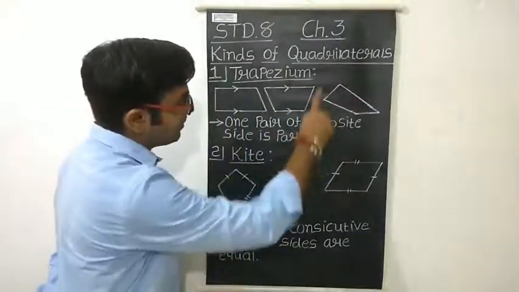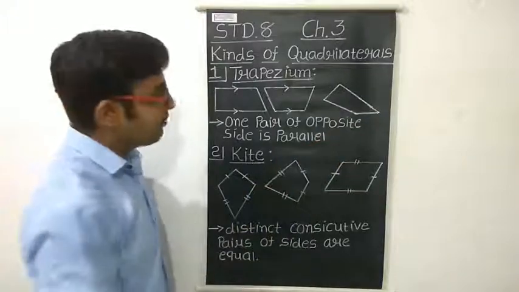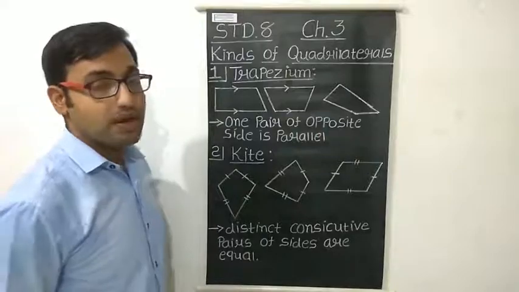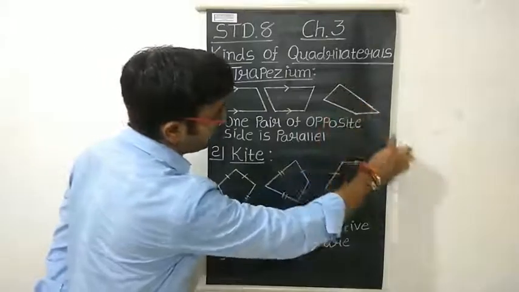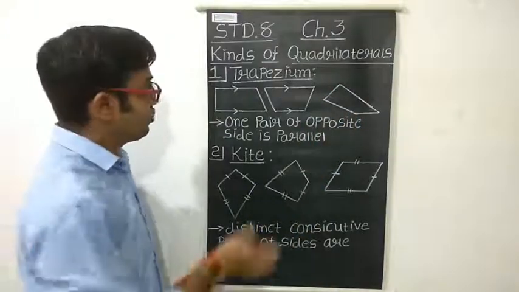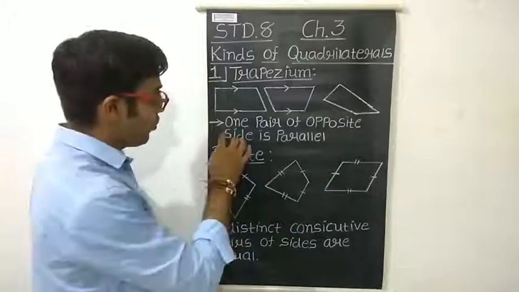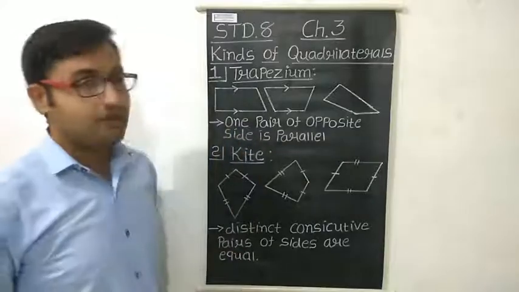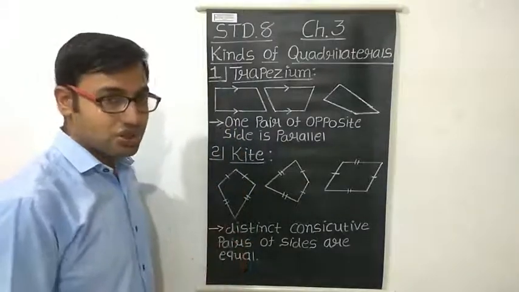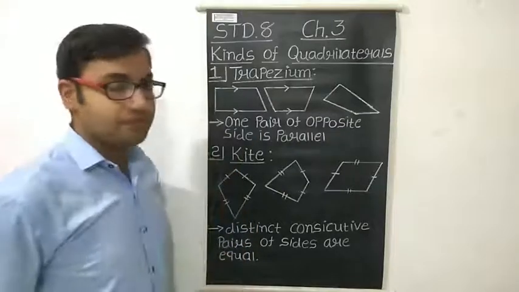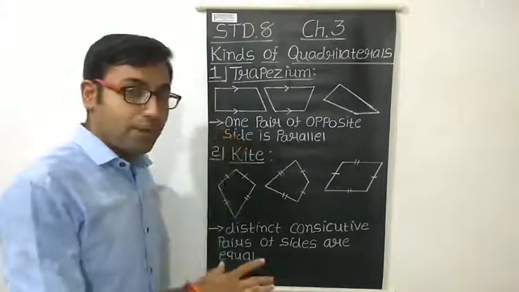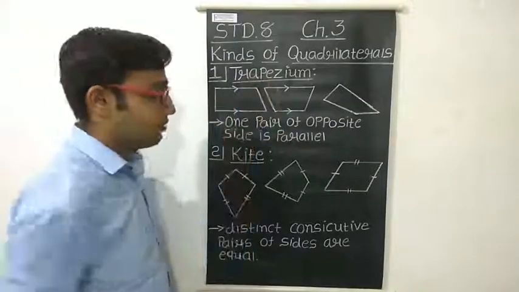Can we say that this is a trapezium? No, because none of the opposite pairs are parallel. This line and this line are not parallel, and this line and this line are also not parallel. So a trapezium has only one pair of opposite sides parallel. This is the least requirement to have a trapezium. It can have more properties, but this is the least property to have a trapezium.